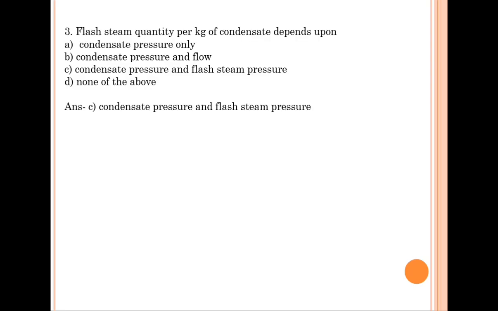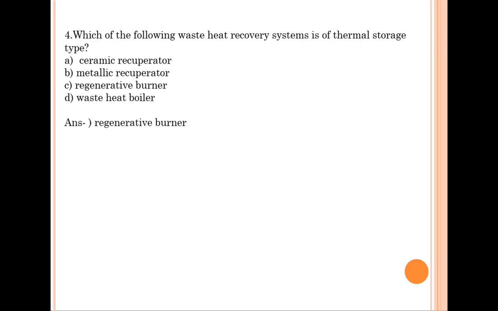Flash steam quantity per kg of condensate depends upon. Here, as I have already said in the earlier chapter, flash steam quantity depends on the sensible heat and the latent heat of the condensate and the low pressure steam. So here option C is the right answer, condensate pressure and the flash steam pressure. Which of the following waste heat recovery systems is of thermal storage type? Option C, regenerative burner, is the right answer here.